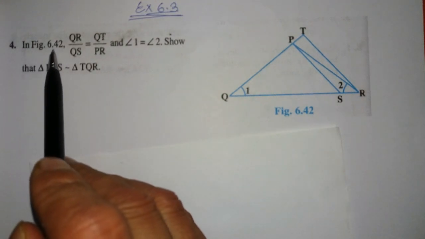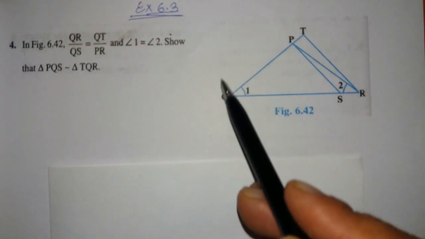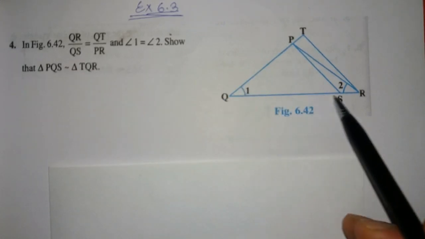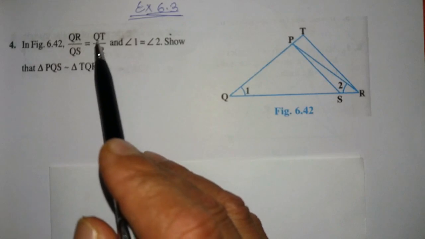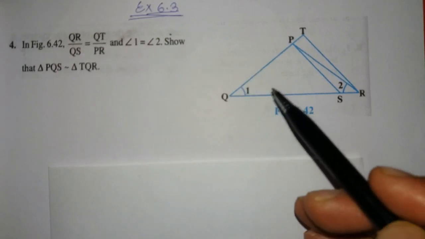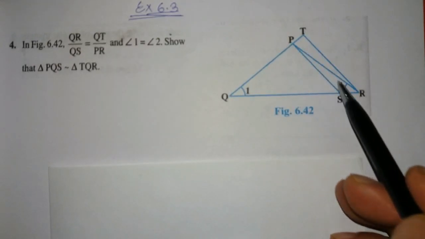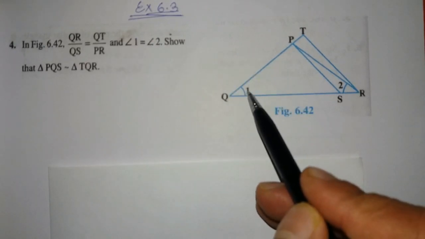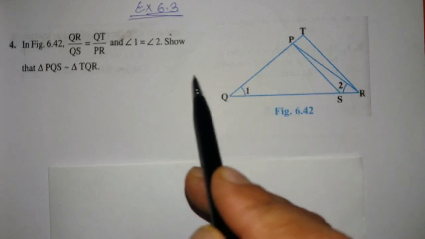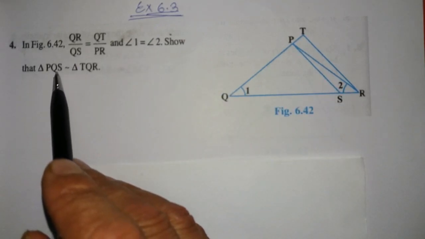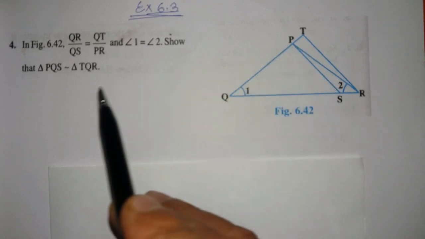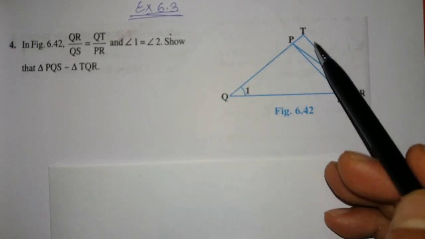In figure 6.42, QR by QS is equal to QT by PR, and also angle 1 is equal to angle 2. This angle and this angle are equal. Show that triangle PQS is similar to triangle TQR.